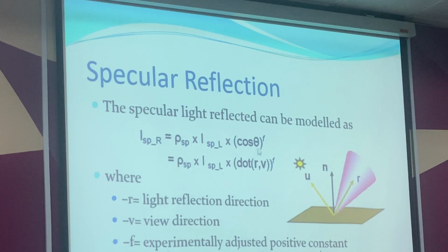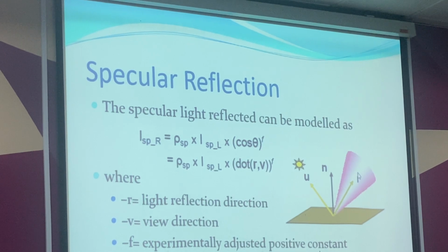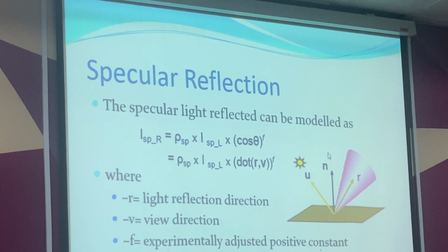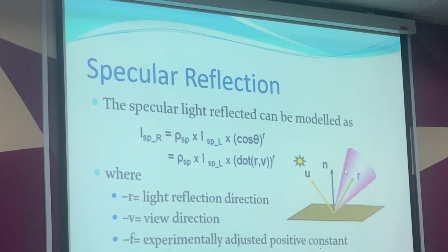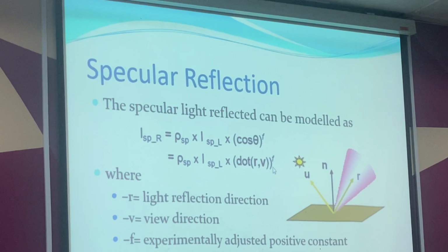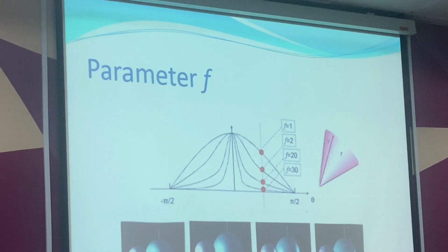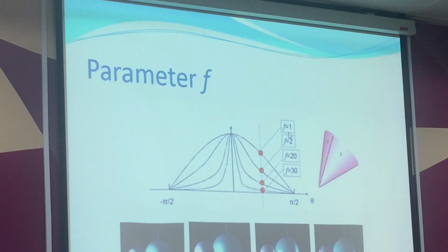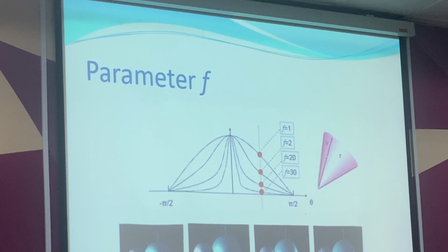This cosine you can change to a dot product between your R, which is here, and your V, which is here. So with a different f value, you will get different reflections. You adjust the parameter f, the exponent, from 1 to 50. When f is 1 the highlight is very high.